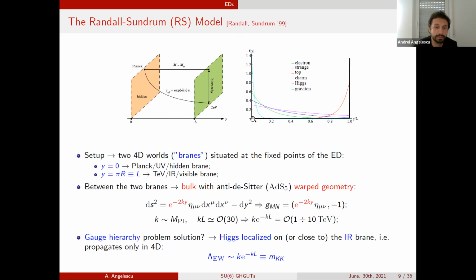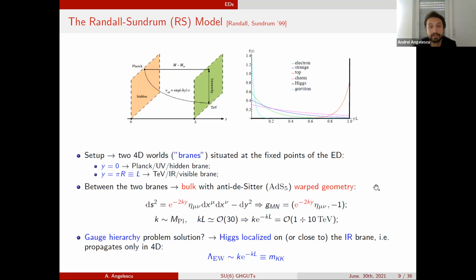The idea here is to have this metric in 5D, the so-called warped metric, where you have this exponential in front of each 4D slice. y is the coordinate along the extra dimension, and k is the curvature scale, which is expected to be of the Planck scale due to naturalness arguments. With a pretty mild tuning between the curvature scale and L, the length of the extra dimension, what comes out is a quantity exponentially warped down from the Planck scale, the natural value of k, all the way to the 1 to 10 TeV scale. So basically, that's the idea of solving the hierarchy problem.